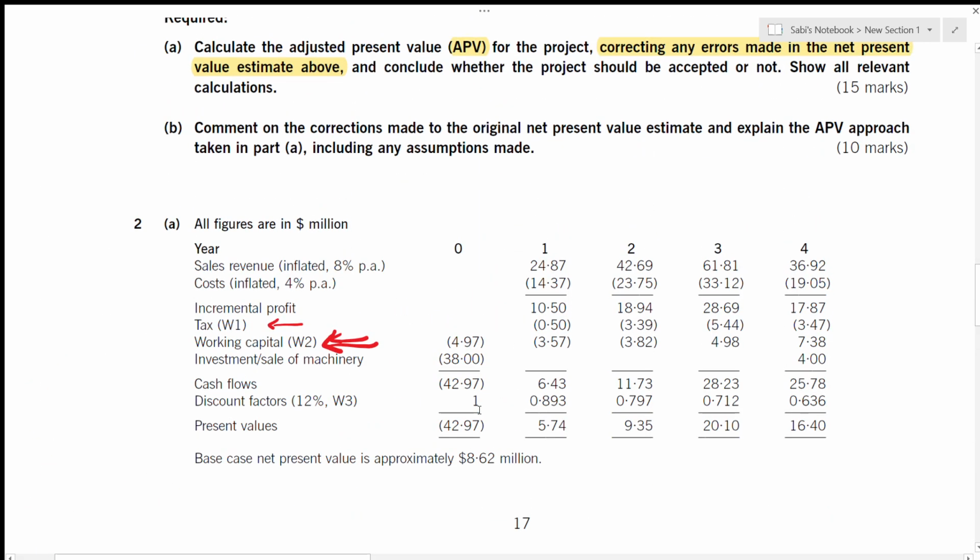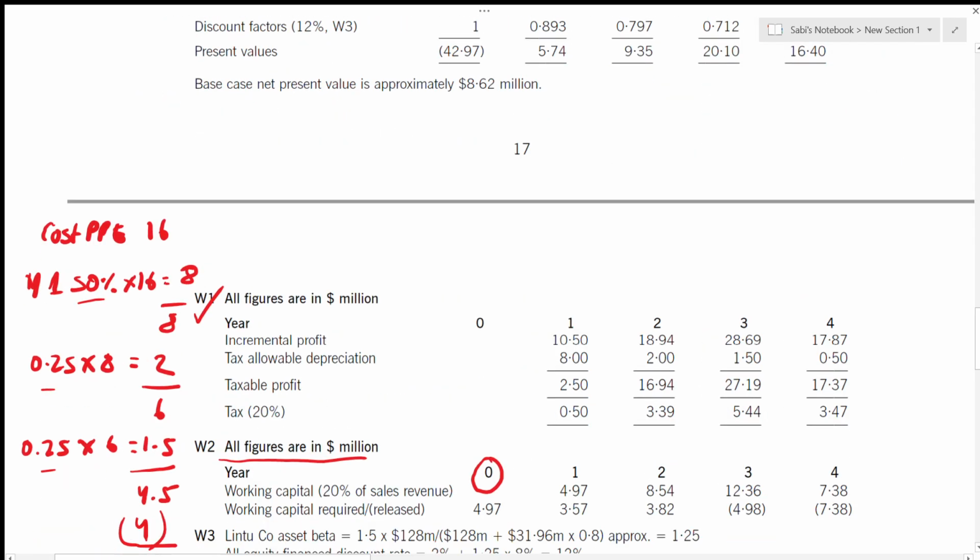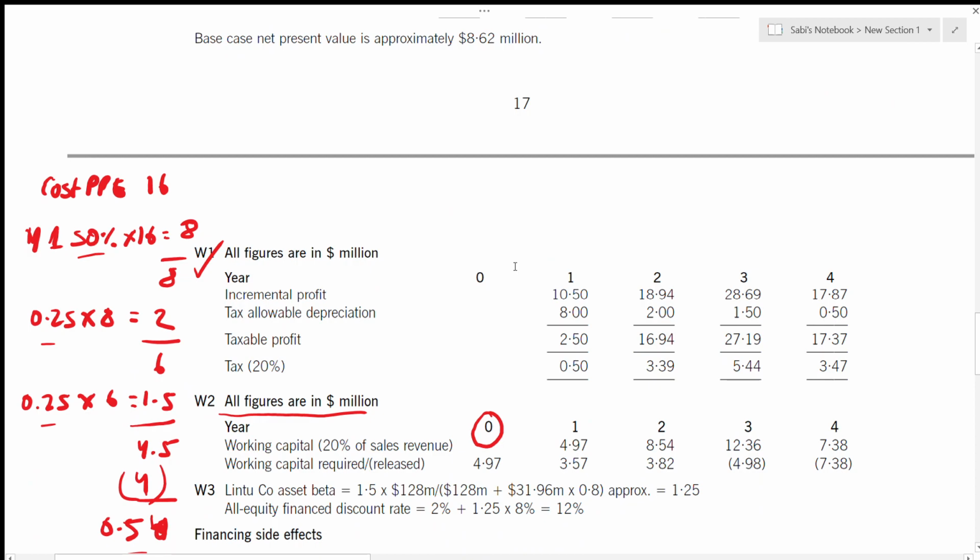Which sales? Not the one which is there in your question, the one which you have just calculated after inflating by 8%. This one. You have to use this sales for all the years 2, 3 and 4. So 24.87 into 20%, you will get 4.97. Exactly, that is your working capital for year 0.